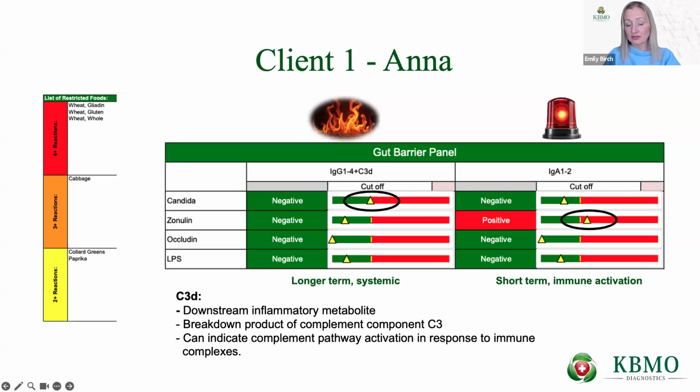C3D, because that's the difference here. This is not, as I said before, just IgG. We're testing C3D, which is one of the downstream products of complement activation. It's an inflammatory metabolite, which is where we say if this is detected, we know we've got an inflammatory picture. Essentially it indicates pathway activation in response to immune complexes. So we know that the immune system is working in terms of these particular gut barrier markers.